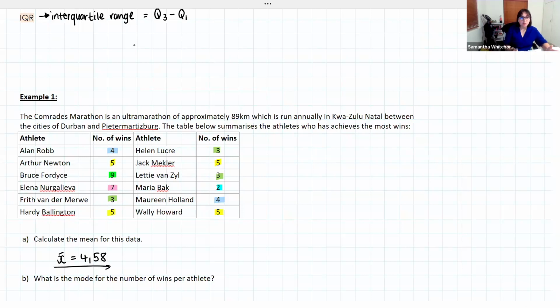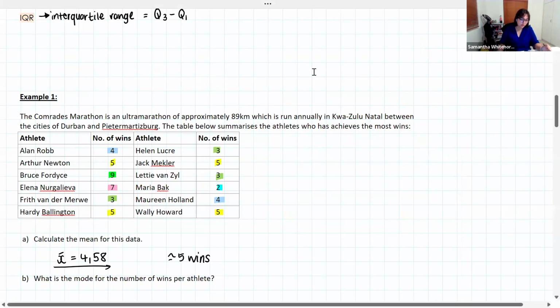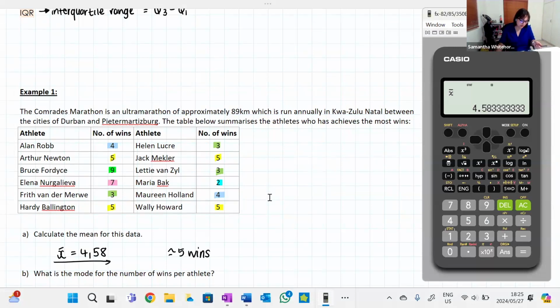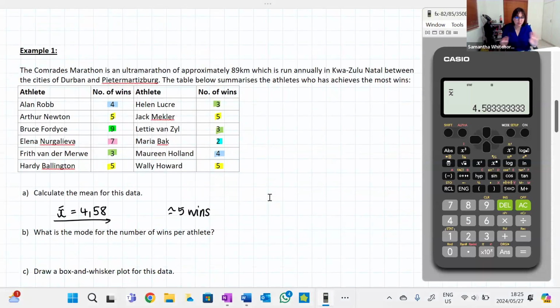Now, obviously, you can't win 4.58 times, you win it 4 or 5 times. So realistically, this would be 5 wins. My advice is write the decimal, because that's generally what is marked. Maths isn't always super concerned about appropriate rounding, but if you feel it's not an appropriate value for the context, just write next to it what would be appropriate. Okay, but that's it. We've got the mean, we're done.